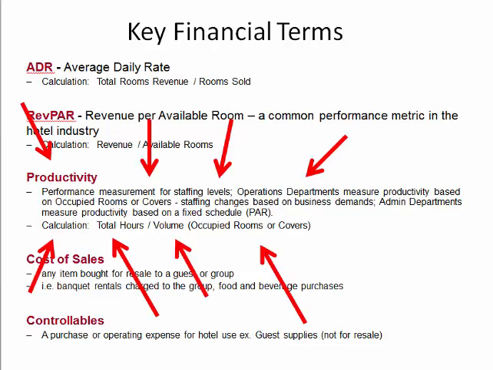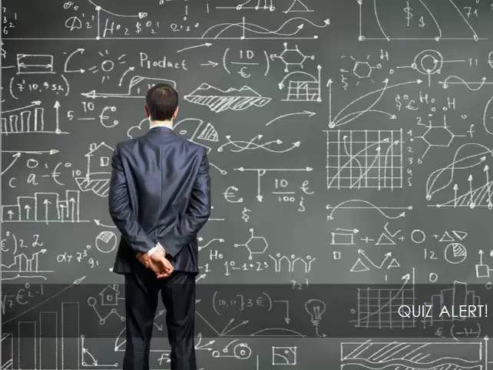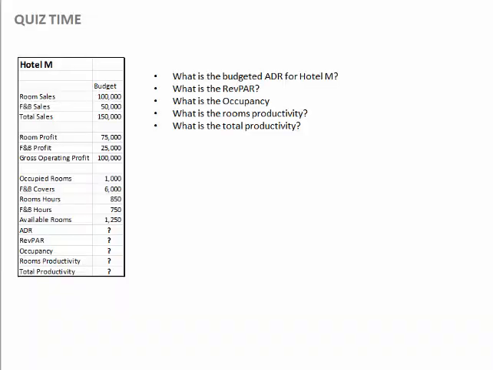But the focus of this is really productivity and looking at labor, staffing levels, and how it relates to our occupied rooms and so forth generated. I think the easiest way to do so is just to jump right into an actual example. So as we look into a quick quiz, if we were to say, here's Hotel M example that has room sales budgeted of $100,000, F&B of 50, and total sales of 150.